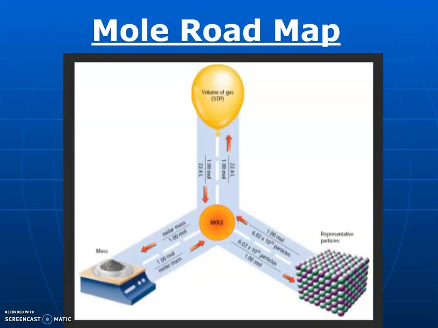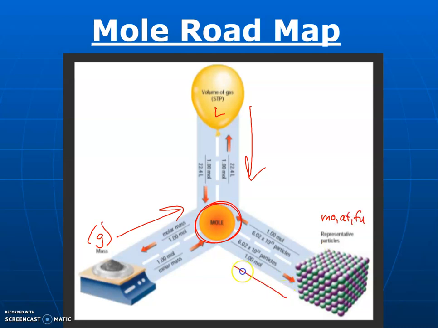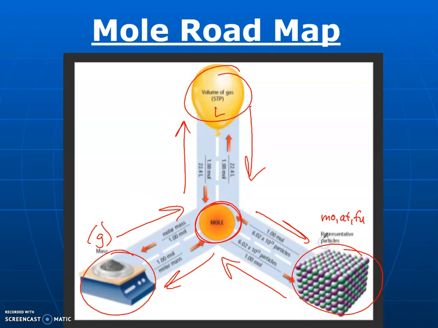If we review our mole roadmap, the unit that is central to everything in the center of our map is going to be the mole. We might be in grams trying to convert to moles, or in liters, or in molecules, atoms, or formula units. In essence, we need to get from our given into moles, then from the moles of our given to our unknown, and then back out again. So it's going to depend.